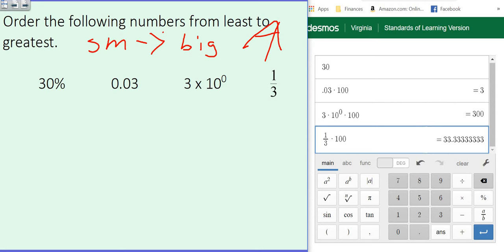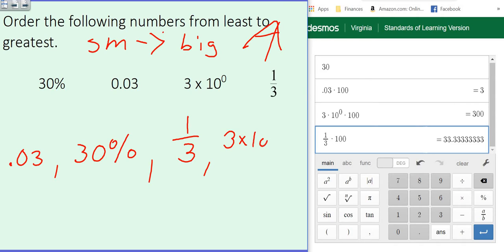There are no negative numbers, so that's not going to be it. Looks like to me the smallest is that 3%. So 0.03 is the smallest. After that, the smallest looks like 30%. So let's put up 30%. After those two are used, it seems like the next smallest is the 33%. And finally, the largest is that 3 times 10 to the 0, which gave us 300%.